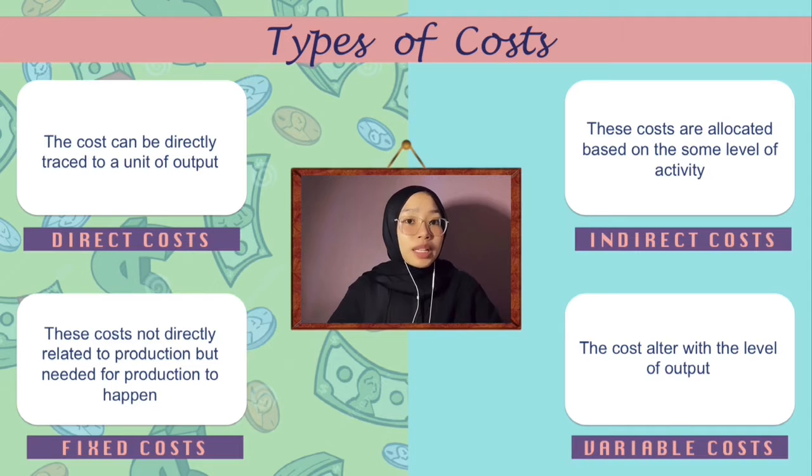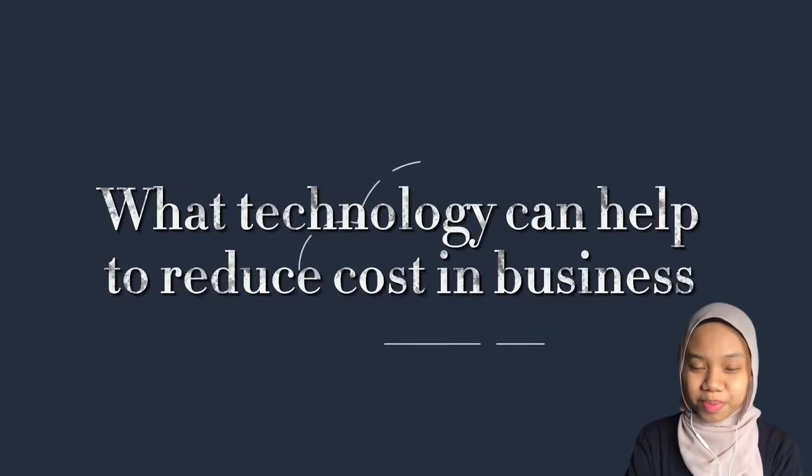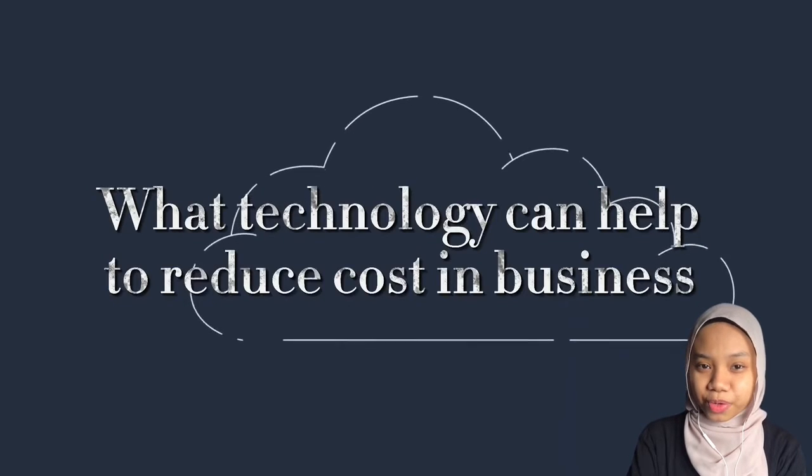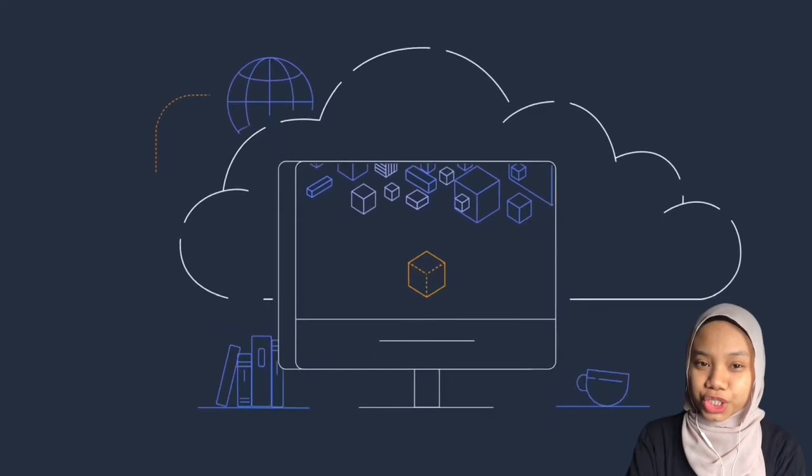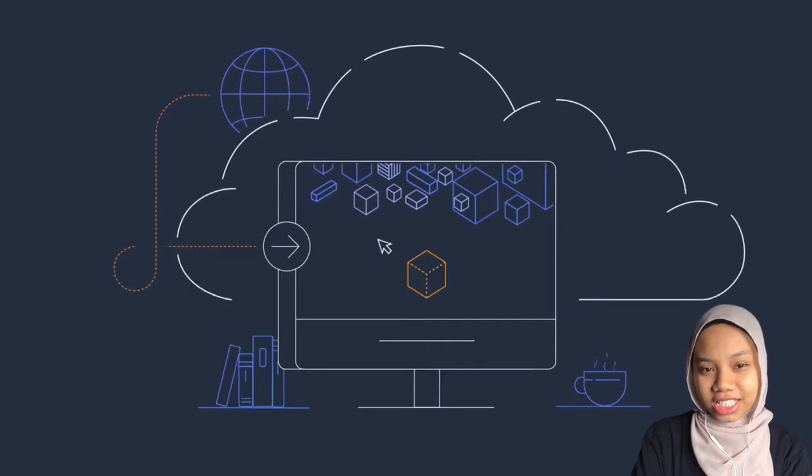Okay. The last one is variable costs. Unlike fixed costs, variable costs change with the level of production. For example, material used in production is a variable cost. In this part, I am going to explain in more detail what technology can reduce costs in the organization.